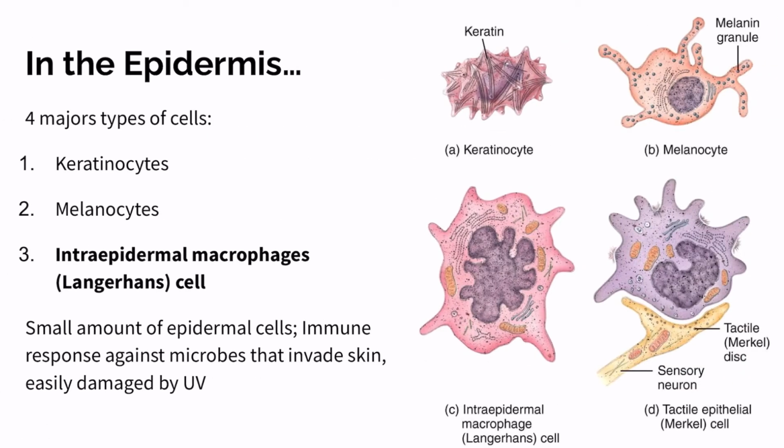We have two cell types left. Intraepidermal macrophages. We don't have many of these. And they are macrophages, and this word will come up often when we talk about the immune system. But they are an immune response against microorganisms in the skin. And by the way, we have millions of microorganisms in our skin, right? Most of them live symbiotically with us, but there are some that may cause infection, and this is what our intraepidermal macrophages are for. These are easily damaged by the UV.